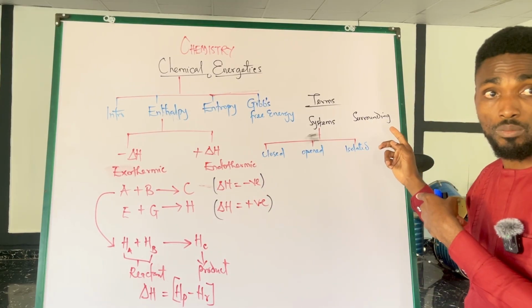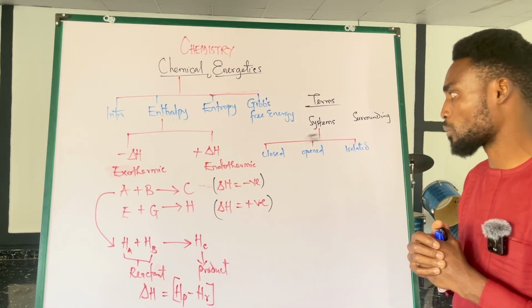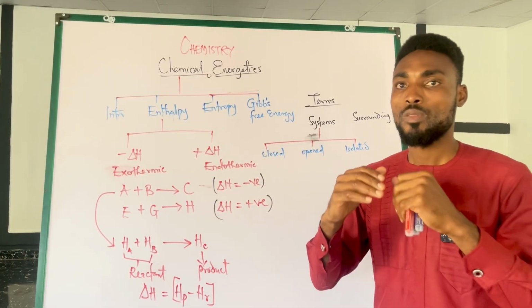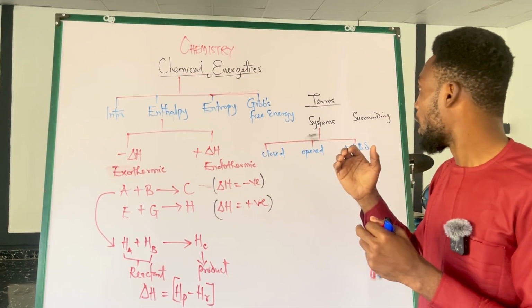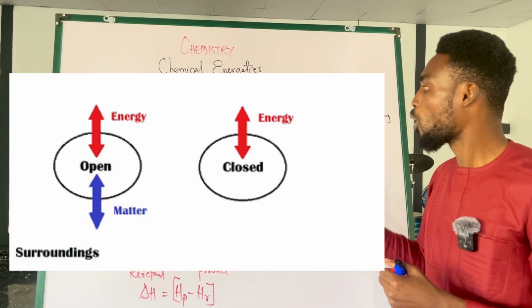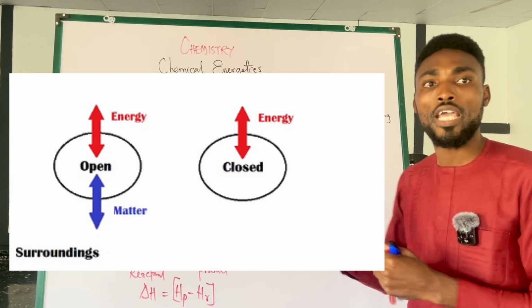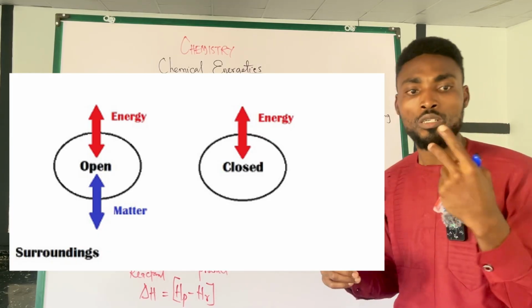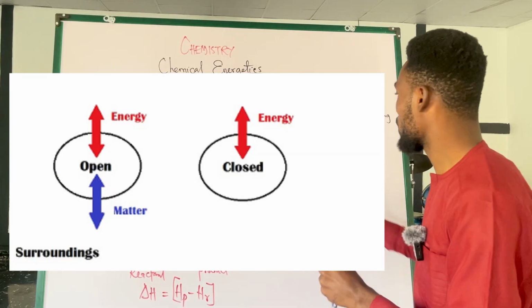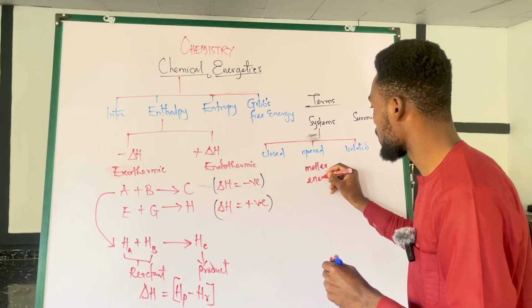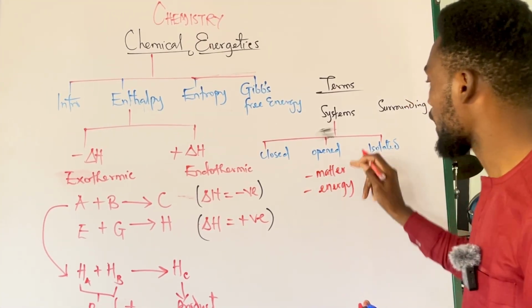You can also call this surrounding the environment. Now, when we have types of systems, we have the closed system, the open system, and the isolated system. What's a closed system? A closed system is a system that has only a little bit of interaction with the environment, in that all you can actually take from the environment is energy exchange, not matter. An open system can take both, matter and energy. These are the things you can actually exchange.